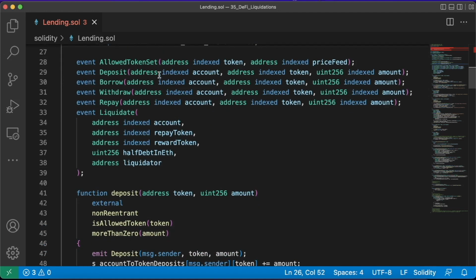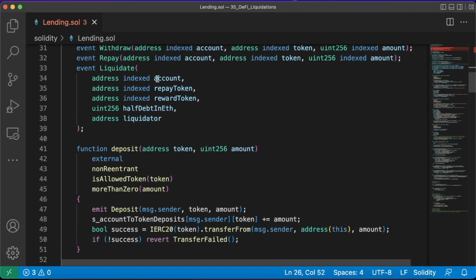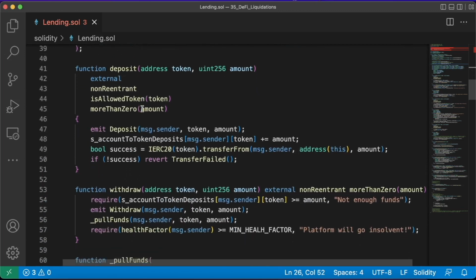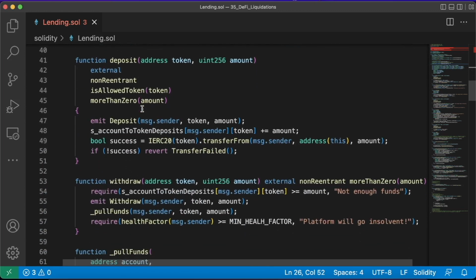These events are just triggered under specific circumstances. So we have the events that can happen in our protocol: a specific token is being whitelisted, someone deposits a token, someone borrows a token, someone withdraws, and someone repaid. Then we have our event for liquidations, and here is the meat of our platform.